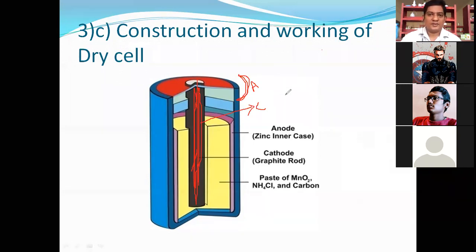Now see this. When I'm discussing primary and secondary cells here, the anode and the cathode: the zinc metal cap is known to be anode, and the graphite rod which contains MnO2 powder, manganese dioxide powder, is known to be cathode. Remember this point.